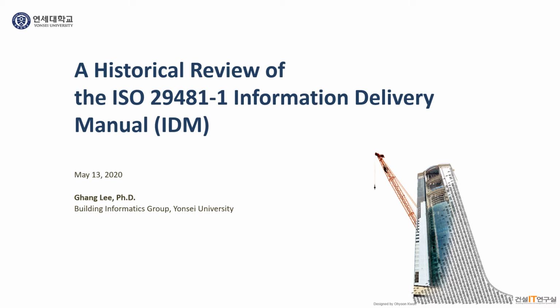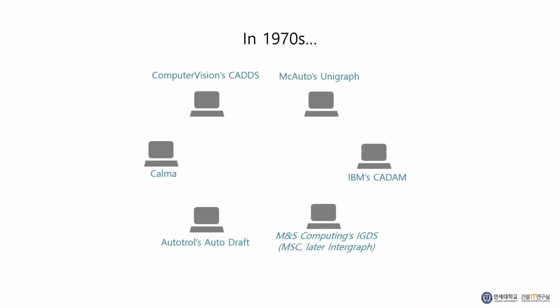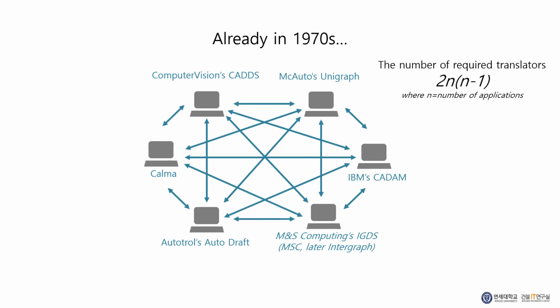This video reviews the historical aspects of the ISO 29481-1 Information Delivery Manual, IDM. In the 1970s, there was less than a handful of CAD software applications. Even then, data exchange between a small number of CAD applications was a headache, and it took a lot of time to develop translators between them.